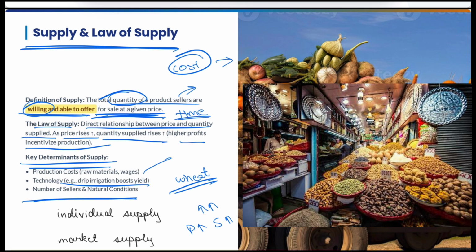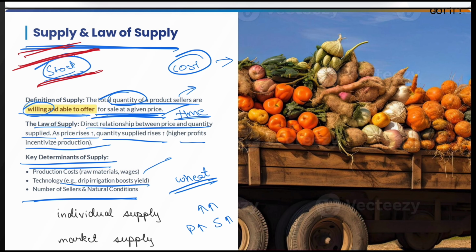Okay, so there is a difference between having stock and being available to supply. Stock is something available with the seller, but he is not willing to sell that product at the particular price. Supply is something which the seller is willing to give for sale, but stock is something which is not for sale or which he keeps for himself. So there is a difference between supply and stock, which you need to remember.